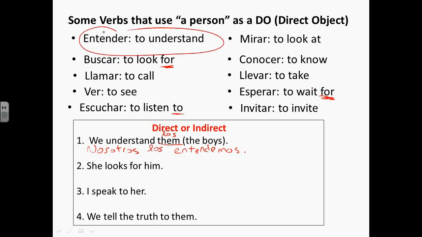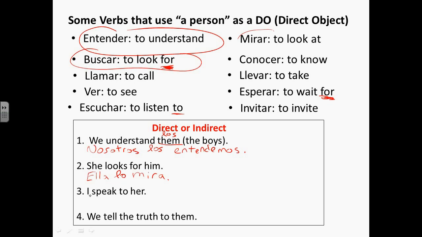And it's right here as well. She looks for him. Ella, oh my gosh. Looks is mirar. For is para. That's what you're thinking, isn't it? Okay, but to look for is buscar. For is already part of the verb, so you don't need para. So she looks for him. Ella lo busca. And that is one that takes a direct.